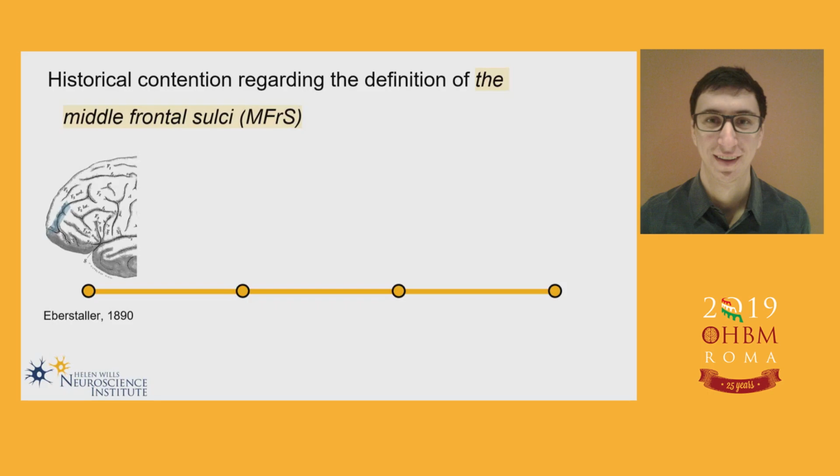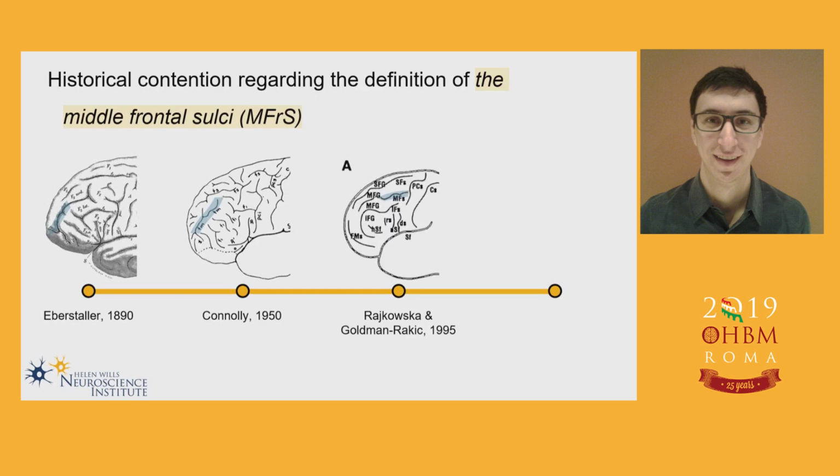Eberstaller in 1890 first defined the middle frontal sulci as the vertical and horizontal components, shown here in blue, but in the frontopolar region of the prefrontal cortex. Other anatomists continued Eberstaller's lead and left more posterior sulcal indentations in the middle frontal gyrus completely unlabeled. More recently, anatomists have begun to recognize that these posterior sulcal components within the middle frontal gyrus are in fact the middle frontal sulcus. And the newest templates of sulci in the human frontal lobe actually split this middle frontal sulcus into 3 distinct components.